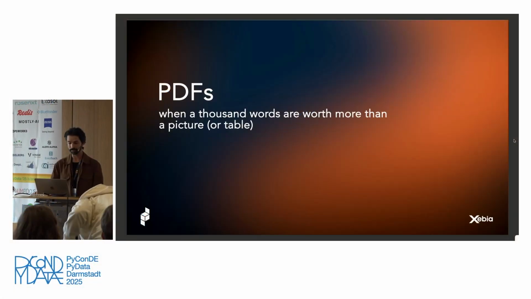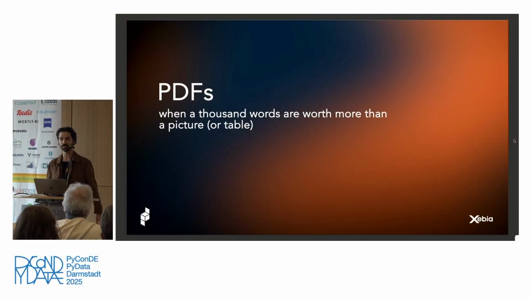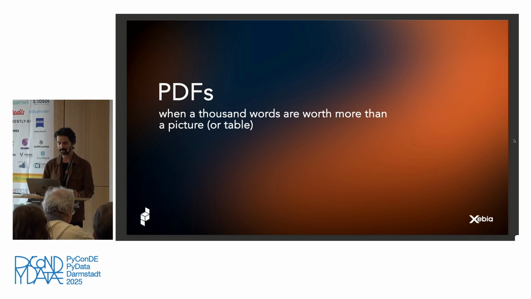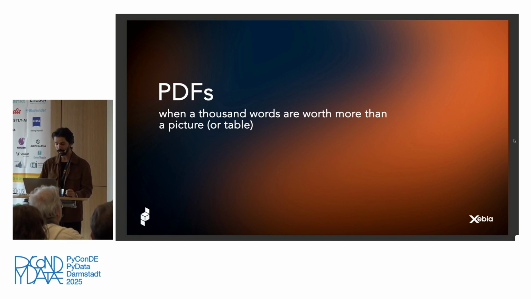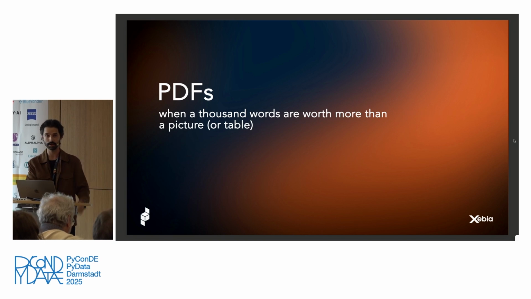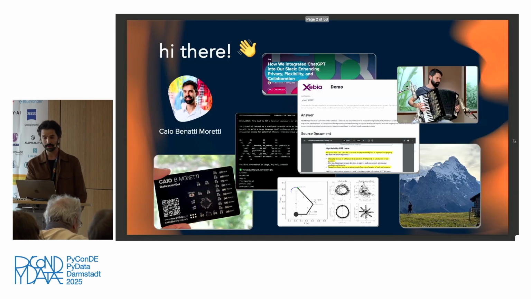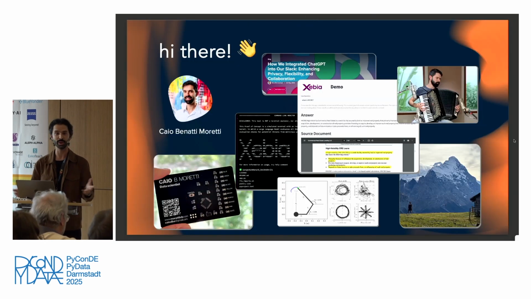So yeah, let's talk about when 1,000 words are worth more than a picture, or specifically in this case, tables, when dealing with PDFs in a RAG context.